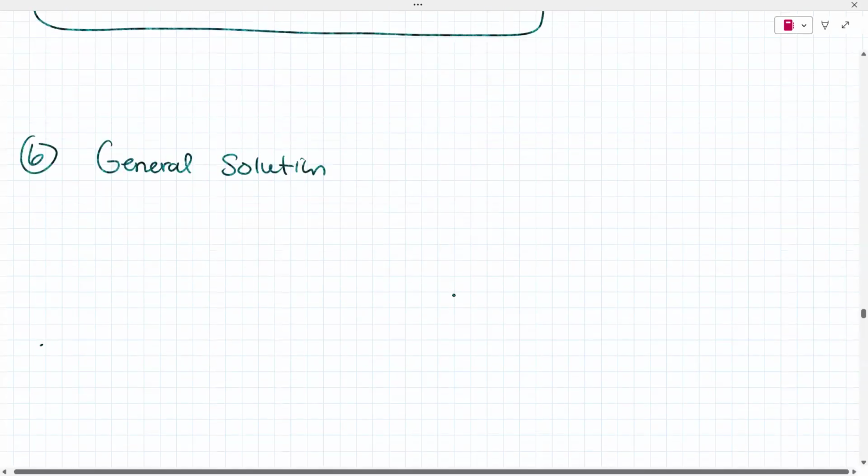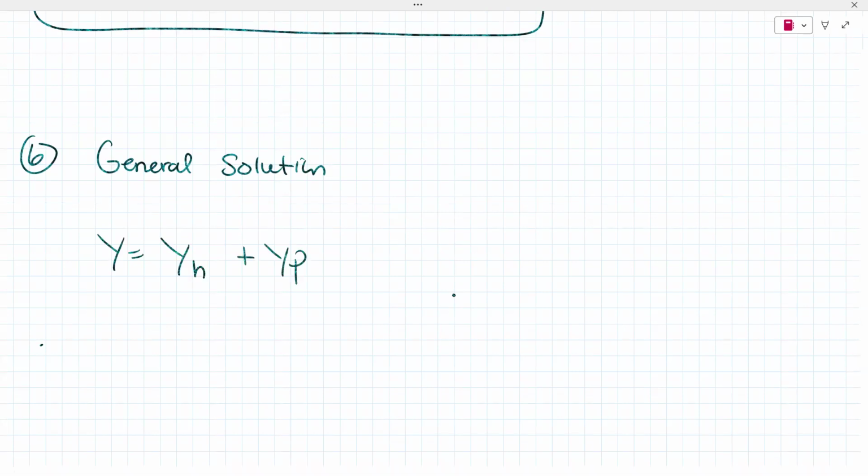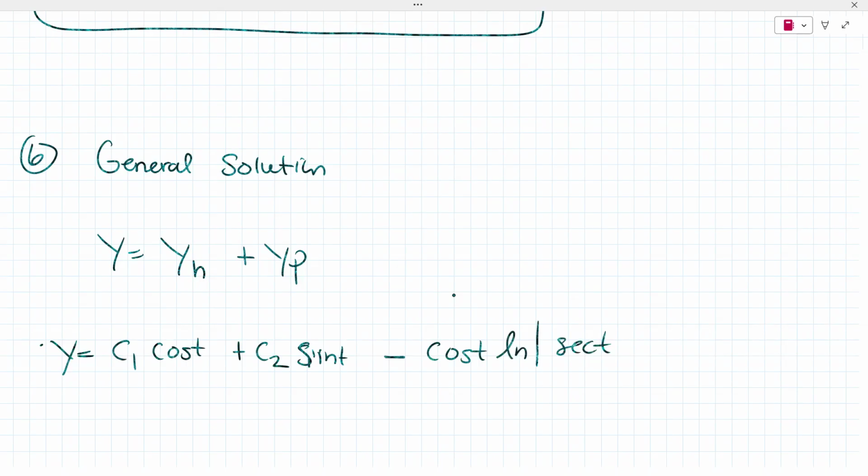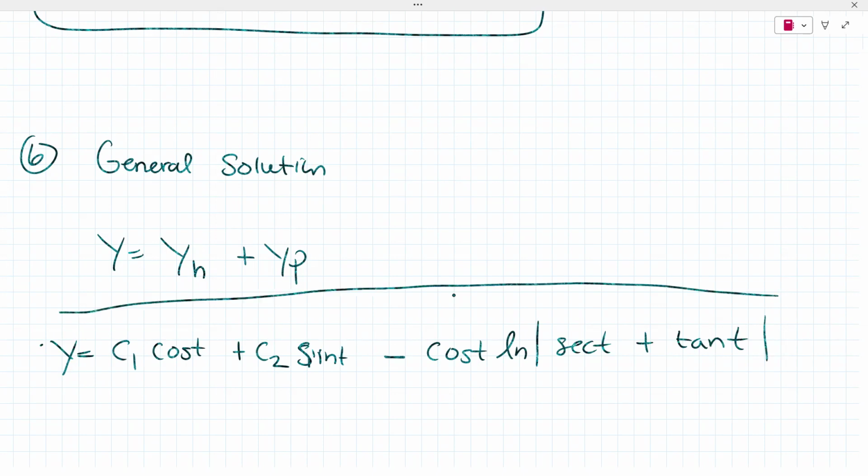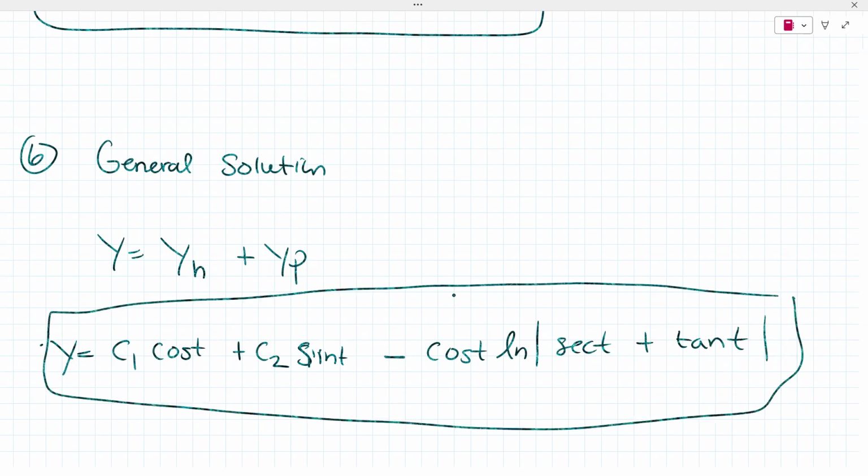So the general solution is y equals yh plus yp. So my y is going to be c1 cosine of t plus c2 sine of t minus cosine of t ln of the absolute value of secant of t plus tan of t. Okay, so this is your final answer, general solution.